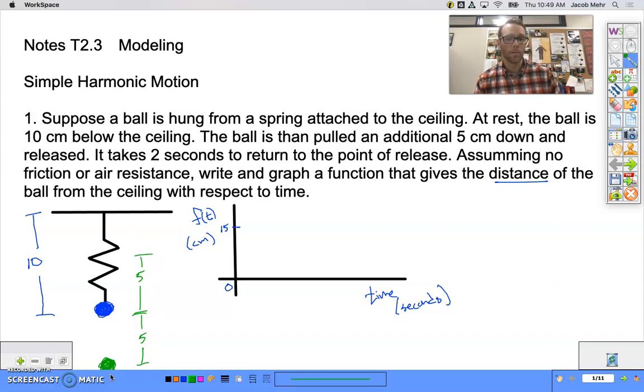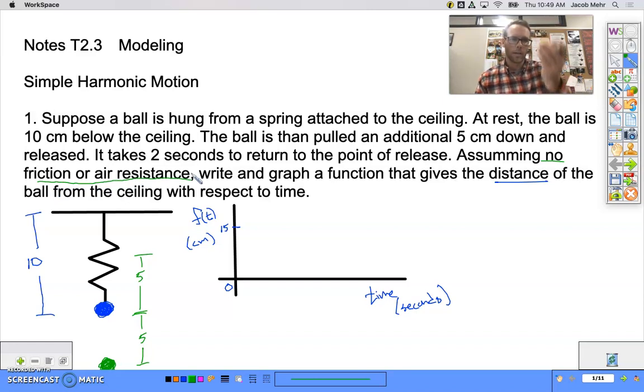If I pull it down 5, it's going to come up 5 above where it started. It's not going to rocket and go beyond that, and it's just going to go back and forth between the two. Now, I did make the statement here, no friction or air resistance. We know if we really did this on a spring, what would happen?